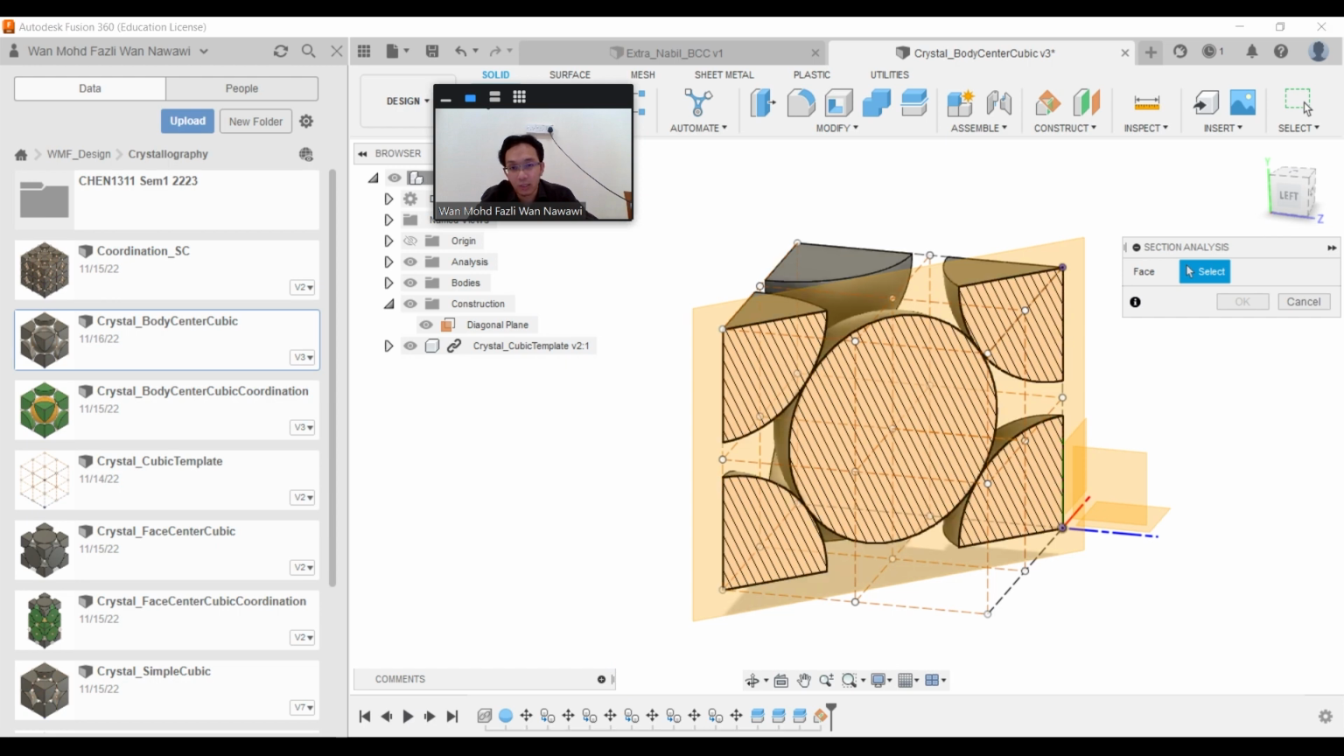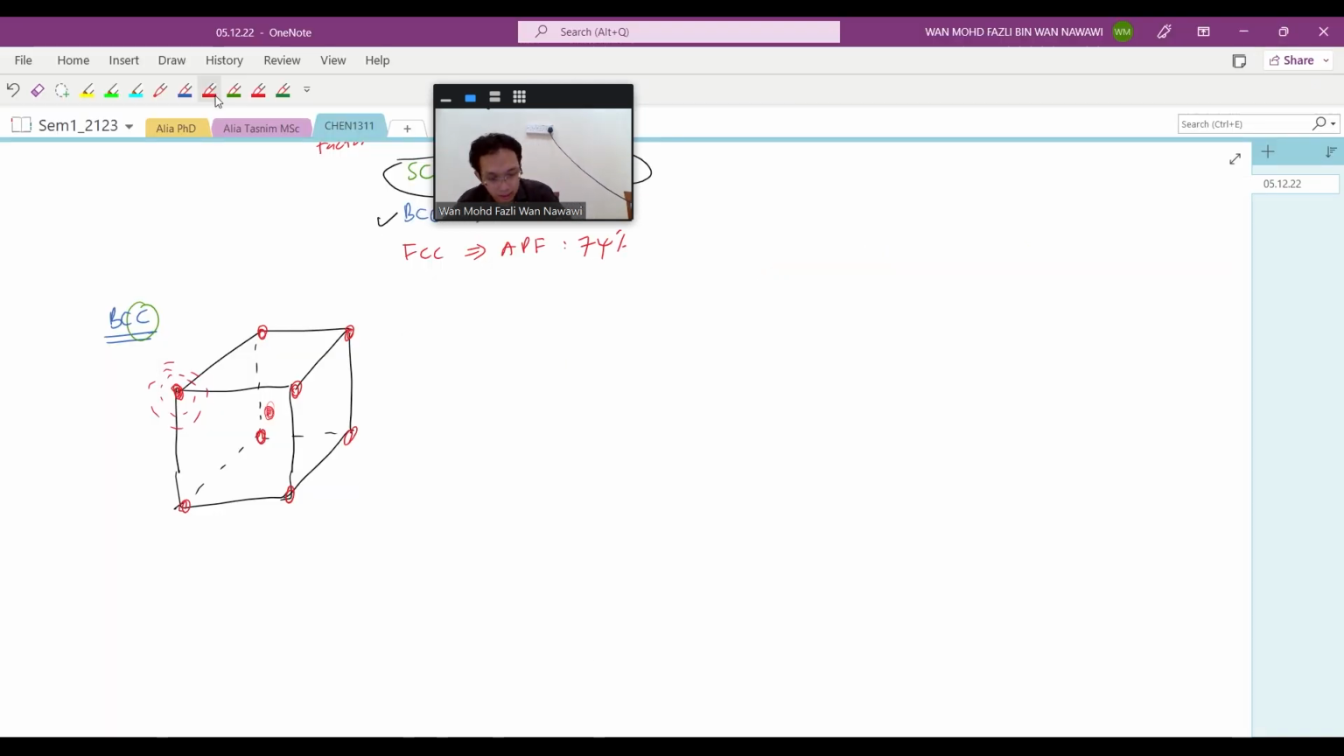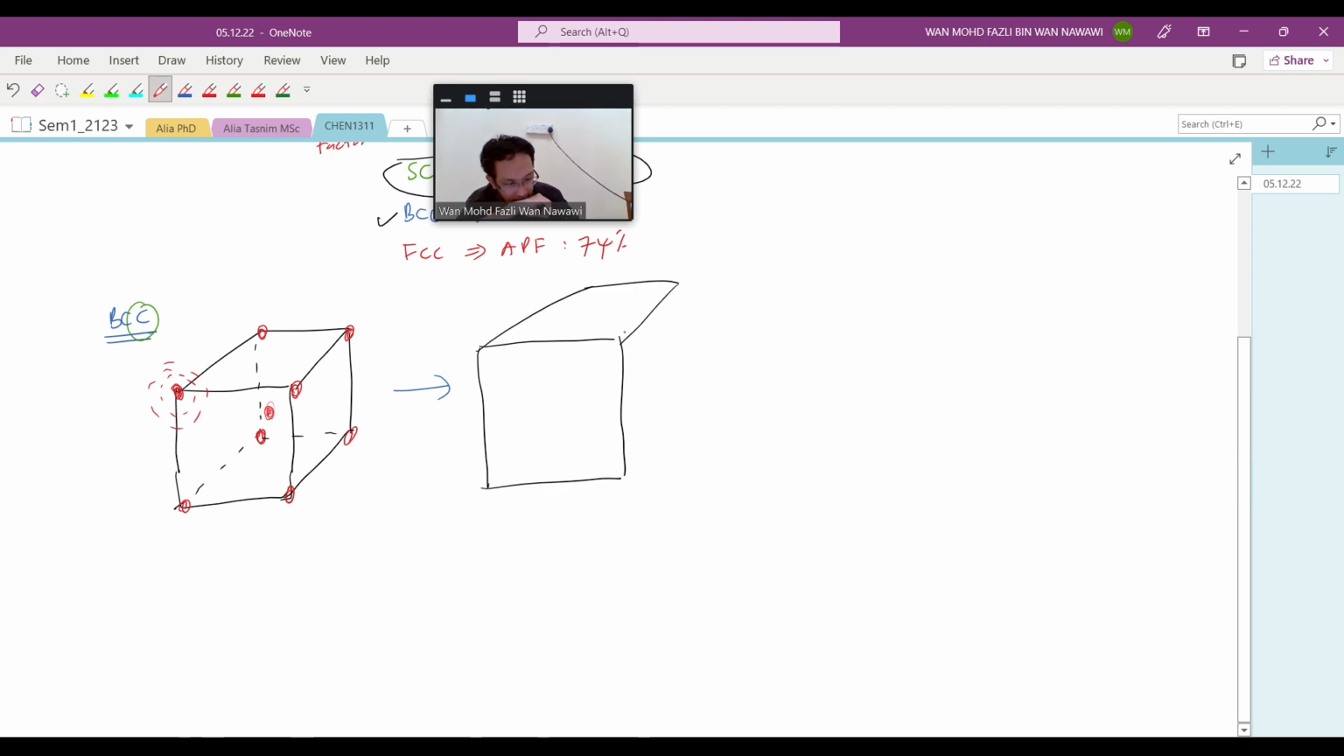Why I say that is because, let's say I make it like the image just now. Let's say I draw like this. If you want to find the APF, atomic packing factor, what you need to do is find the volume of the atom and divide by the volume of the unit cell.